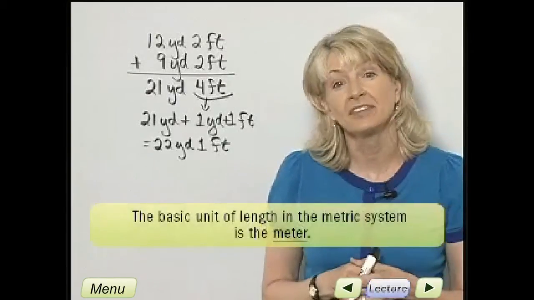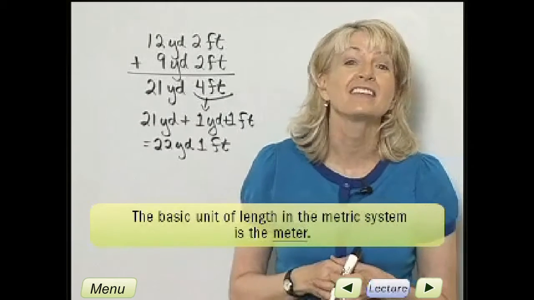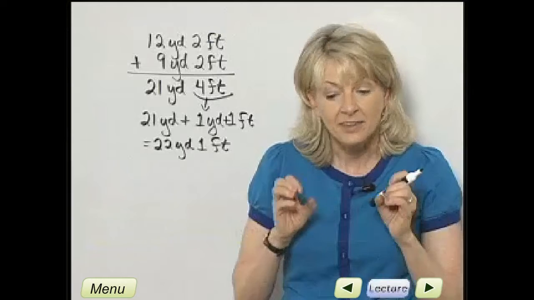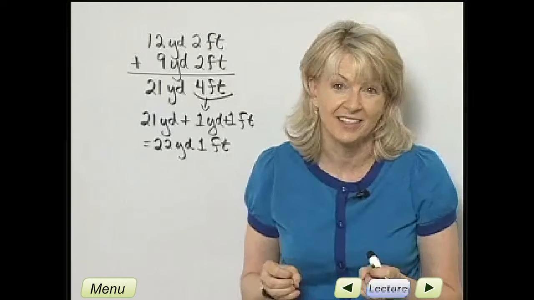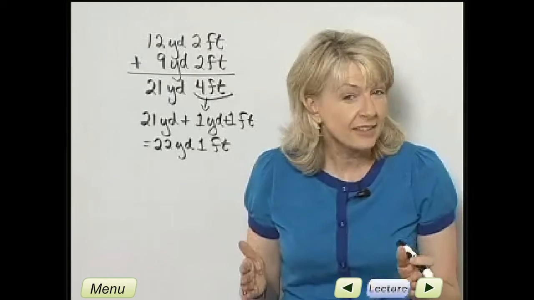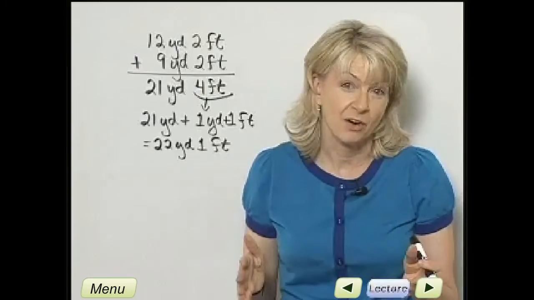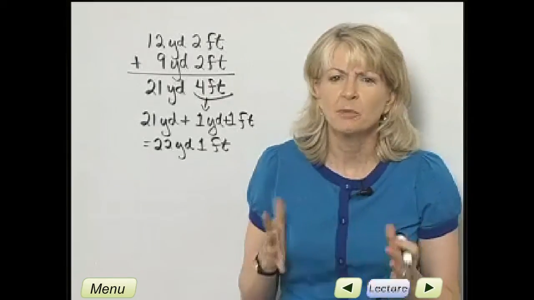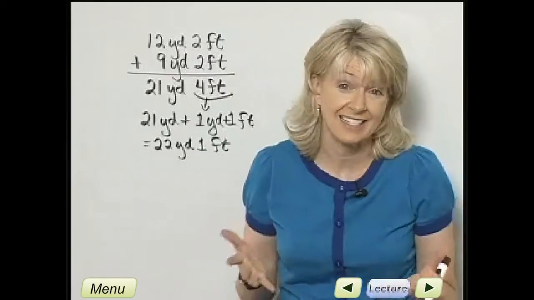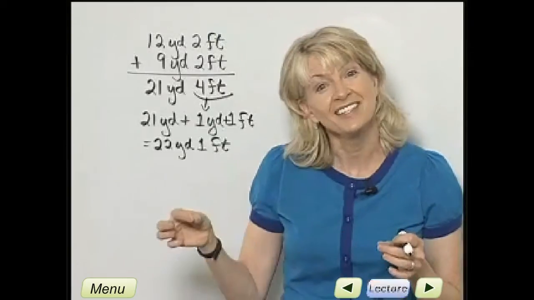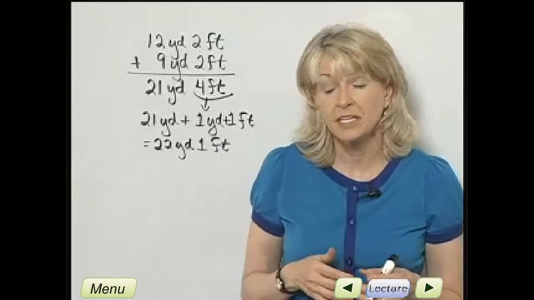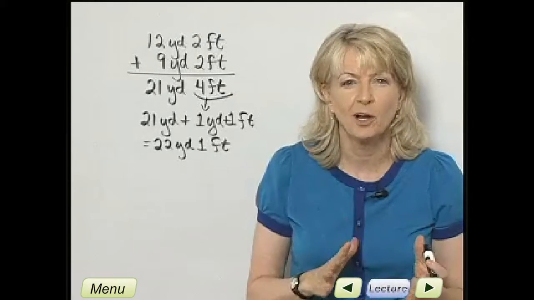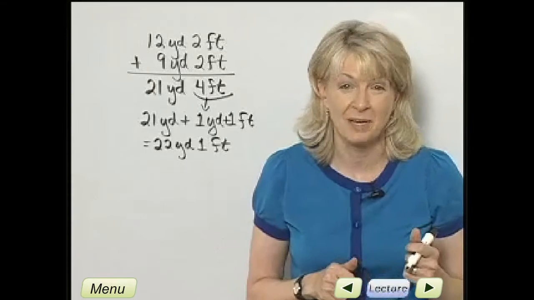And the basic unit of length in the metric system is the meter. And it does help to know a little bit about the basic unit, in this case, of length. For example, the meter is a little bit longer than a yard. A yard is 36 inches, right? A meter is somewhere around 39 and 37/100 inches. So keep in mind that a meter is a little longer than a yard, and these conversions will help you. But right now we're going to look at the metric system.